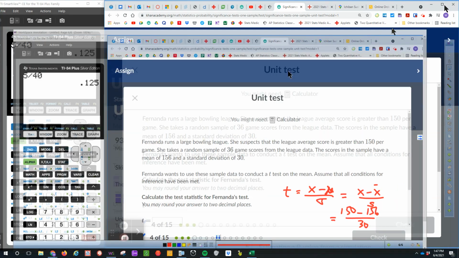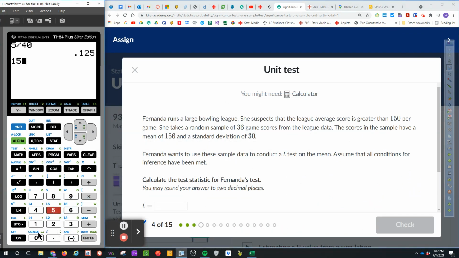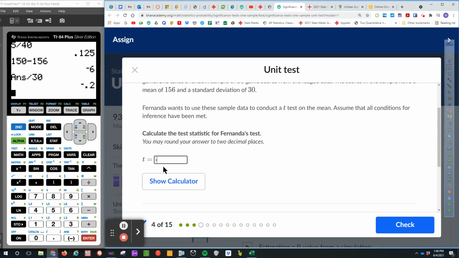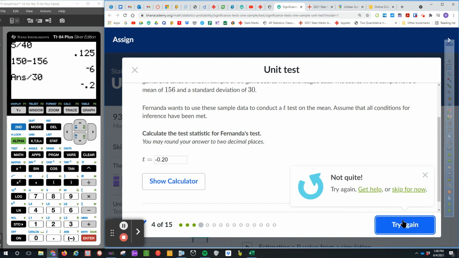So what we're going to do is take 150 minus 156 divided by 30. So the answer here is negative 0.02. Round to 2 decimal places. Oh no. Hmm.